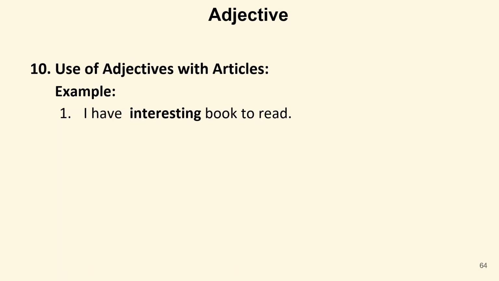Use of adjectives with articles. I have interesting book to read. So I have an interesting book to read. Book is a noun preceded by an adjective. So an should be placed before it. So it should be an interesting. So these are some types of questions that come in the part of adjectives.